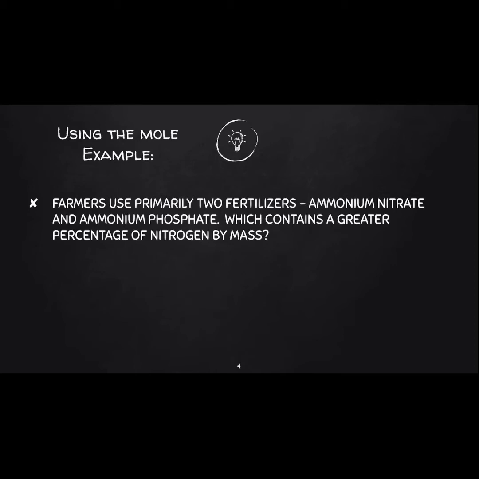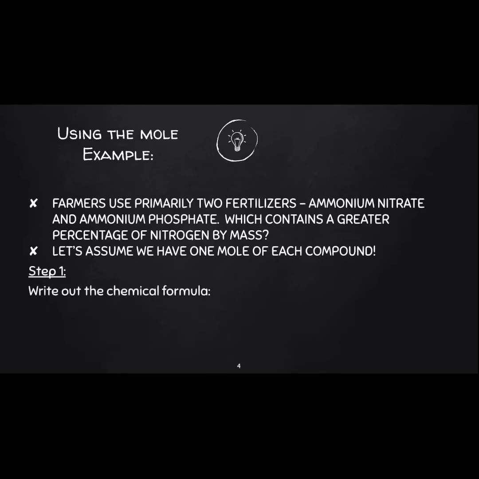Farmers use primarily two fertilizers, ammonium nitrate and ammonium phosphate. Which one contains a greater percentage of nitrogen by mass? So we're going to assume we have 1 mole of each compound. Step 1 is to just write out our chemical formula. We need to know what ammonium nitrate and ammonium phosphate look like.